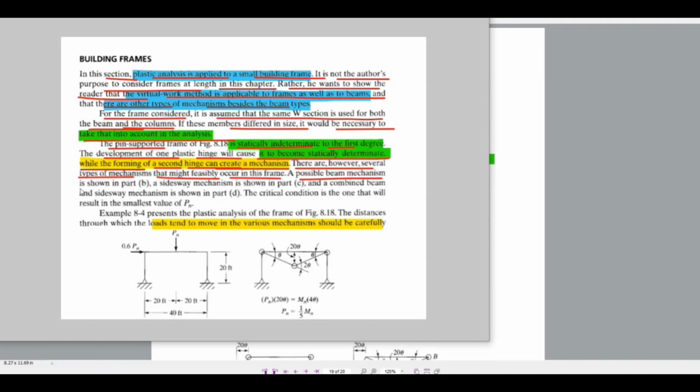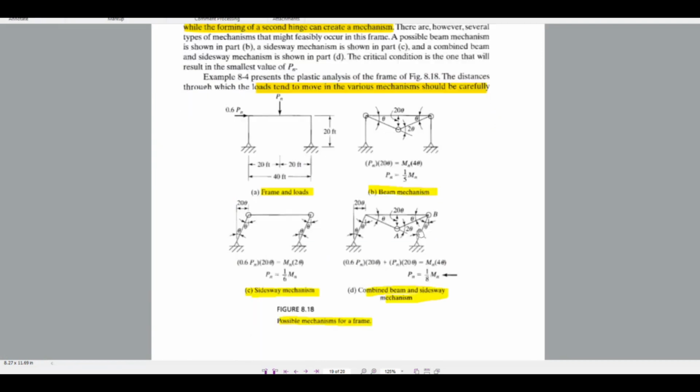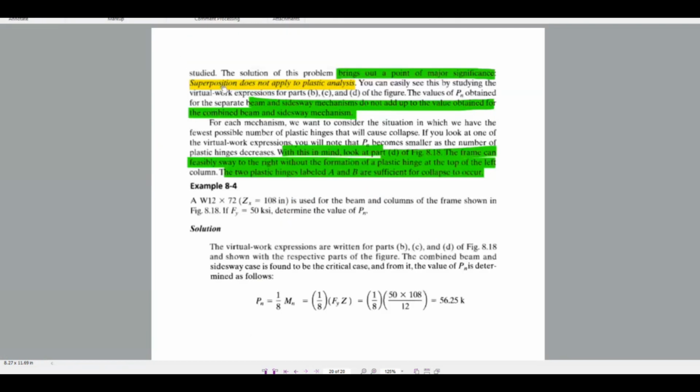A possible beam mechanism is shown in part B. A side sway mechanism is shown in part C. A combined beam and side sway mechanism is shown in part D. The critical condition is the one which results in the smallest value of Pn. In plastic analysis of frames, the distance through which the load tends to move in various mechanisms should be carefully studied. The solution for this problem brings out a point of major significance.